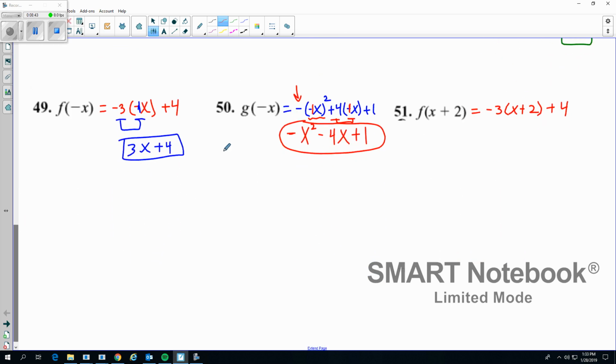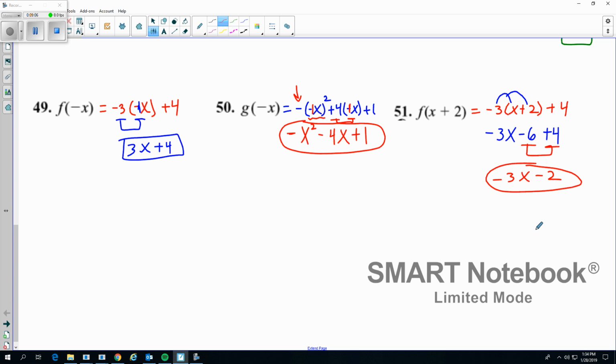And I put it in parentheses because I do need to go ahead and distribute. So we'll distribute here and here. So we're going to get -3x minus 6, and then don't forget that +4. And you can consolidate like terms, so we'll go ahead and do that right here. So we're going to get -3x minus 2, and there you go. That's it. Alrighty then. So that's our first page. Let's go ahead and head to the next one.